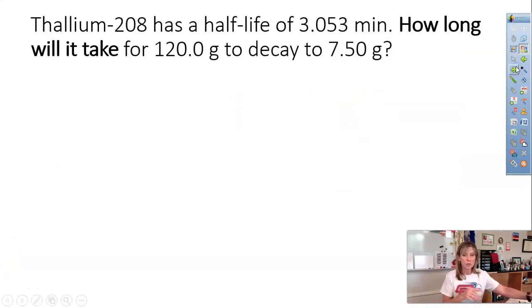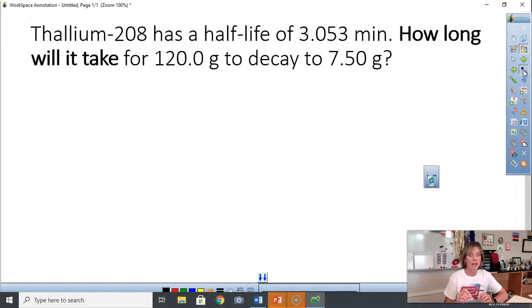So thallium-208, that's just a radioactive isotope. Thallium-208 has a half-life of 3.053 minutes. How long will it take for 120 grams to decay to 7.5 grams? Well, that sounds like a whole lot of information, but you just got to break it down and see what it is that you want to calculate, and what do you have?